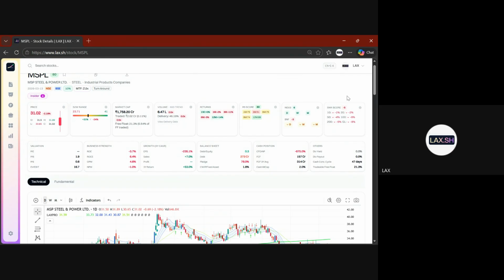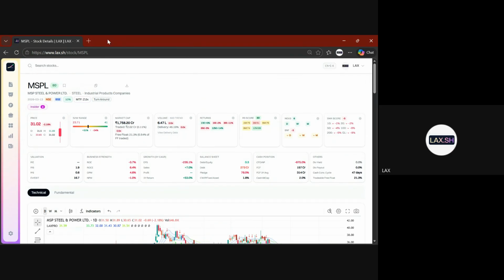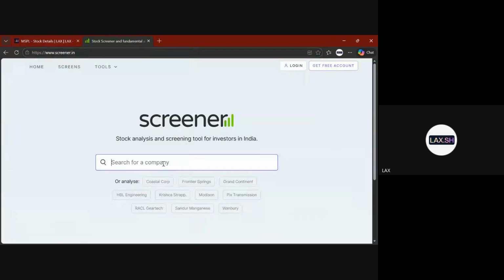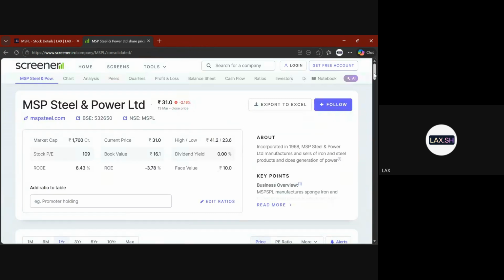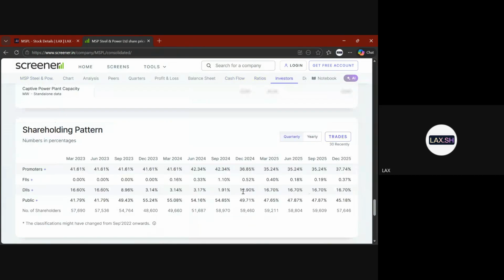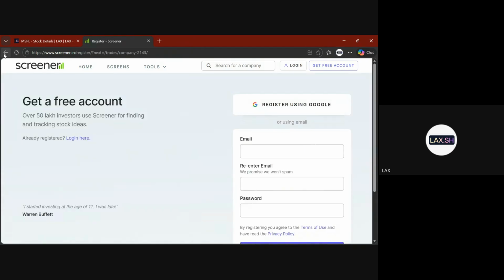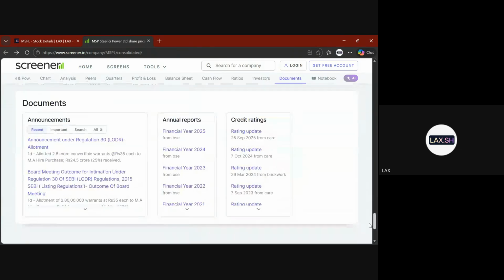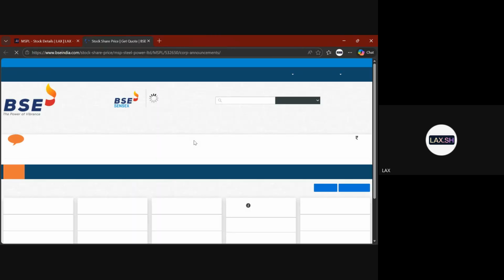This is a small company. Now you tell me, have you heard anybody talking about MSP, steel, and power? Anywhere? Social media, Twitter, Telegram, YouTube, paid service, whatever. Anywhere you have seen it. Why did I come here? I come here to see. Okay, these guys are saying you have to log in. I don't want to log in. Is there any way I can see? From here I can see, right?